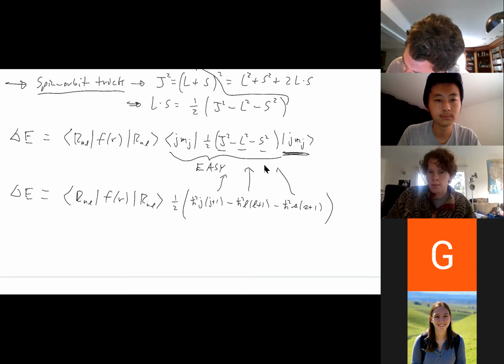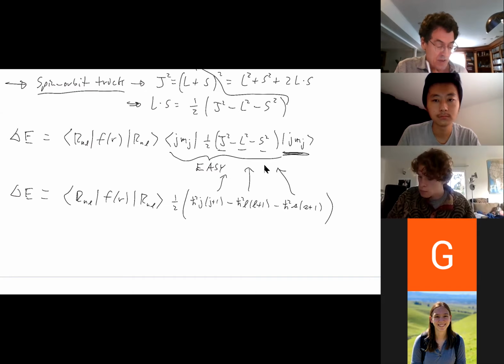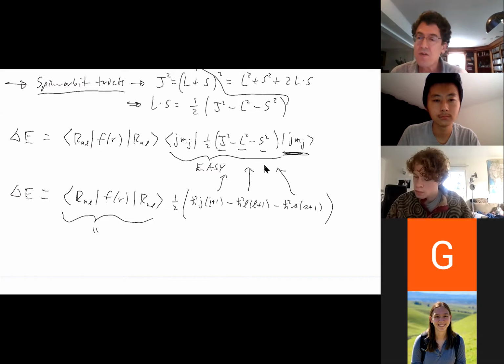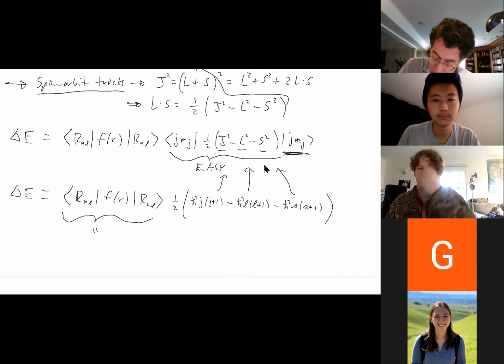And so that's almost the answer. We're almost done, but then we have to calculate this radial thing. That one's a little harder, but you can still calculate it using these virial theorem tricks. And it's actually a homework problem in Griffiths.